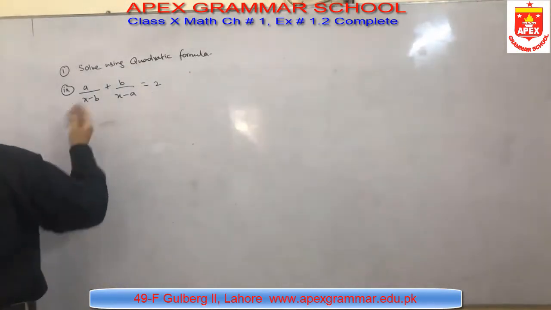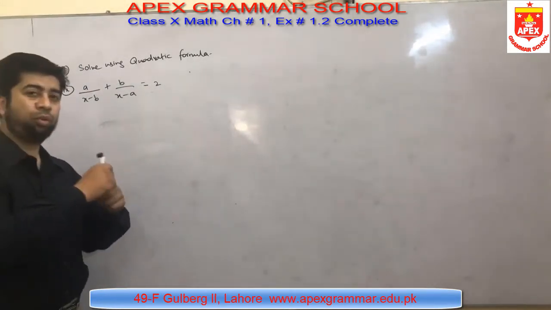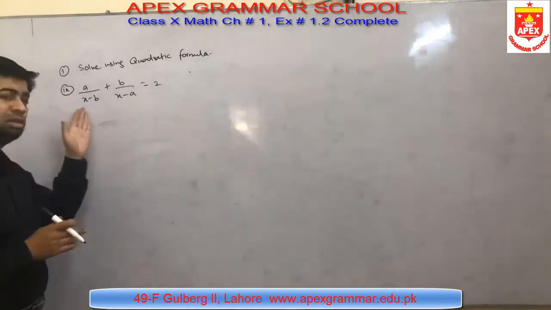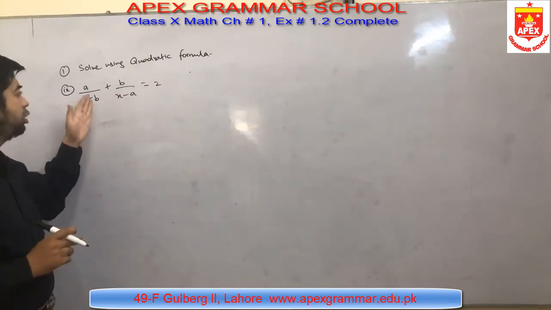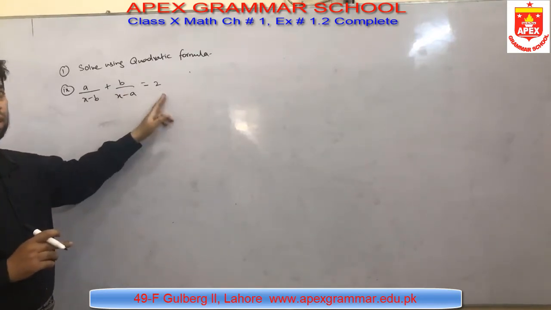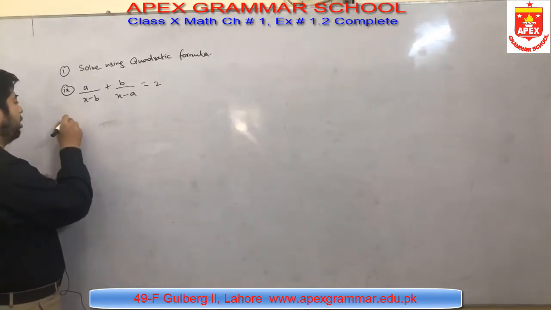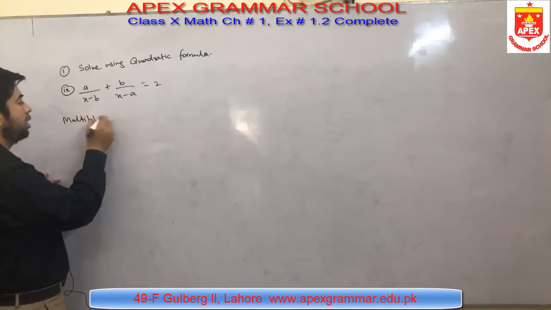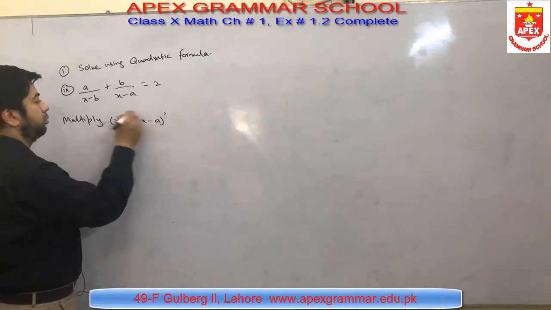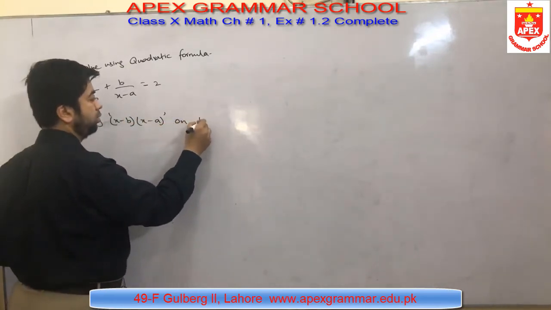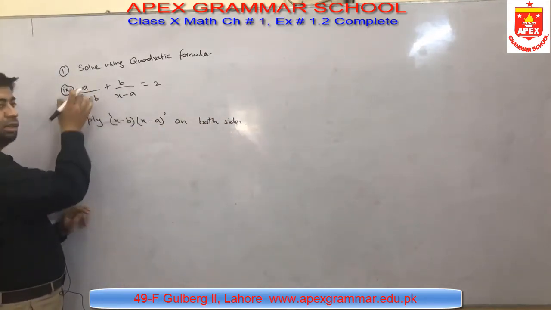See that this is not in the general form of a quadratic equation. You just have to take the LCM. These three terms have denominators x minus b, x minus a, and this one contains 1. So you have to multiply everything by the LCM. What is the LCM? That is x minus b and x minus a on both sides. Just multiply x minus b and x minus a with this.